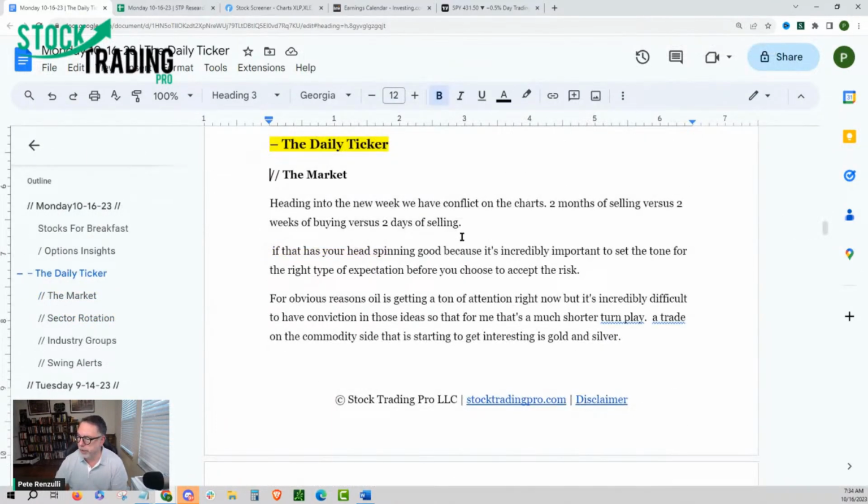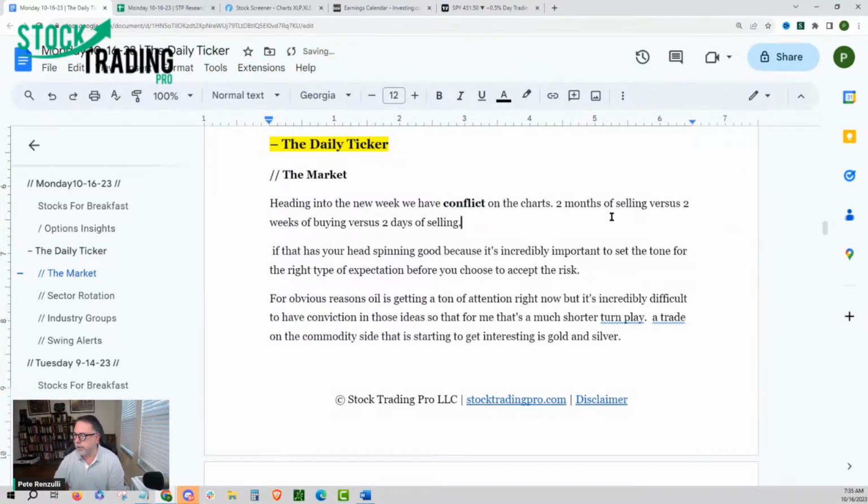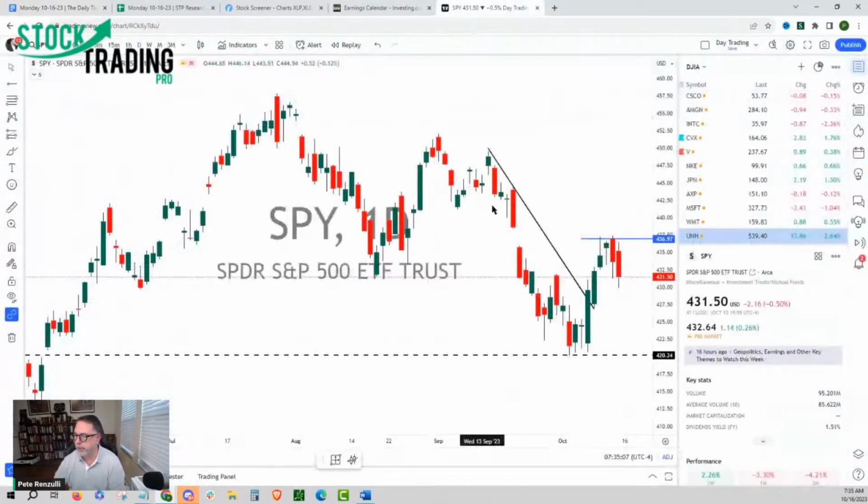Heading into the new week, we have what's known as conflict on the charts. 2 months of selling versus 2 weeks of buying versus 2 days of selling. If we give that a picture: 2 months of selling, basically a week and a half of buying, which, if you were listening last week, we called that bottom there, and then 2 days of selling.